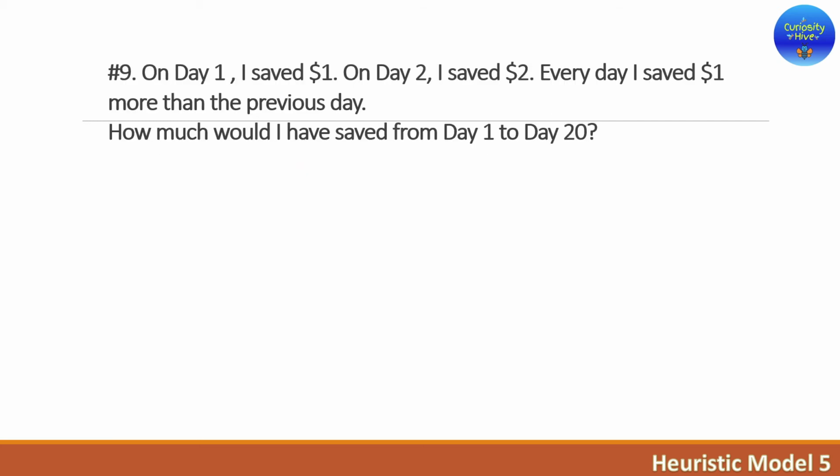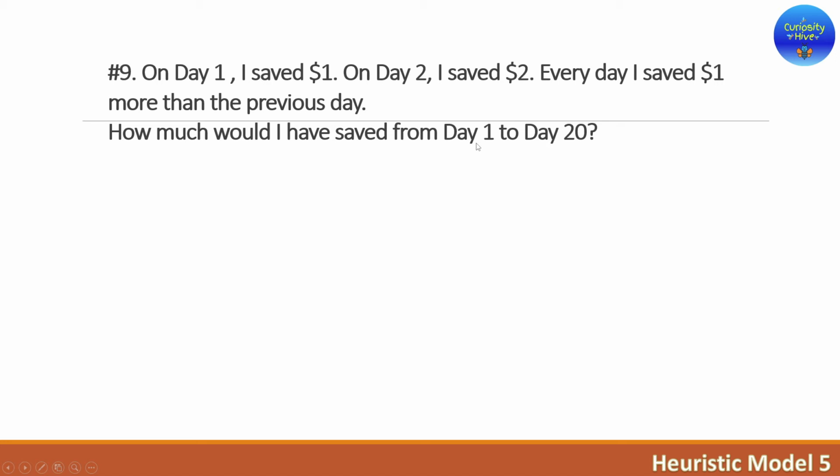Now the next heuristic model or heuristic 5 is also to identify a pattern and then solve it using a SMART method. So let's read this. On day 1, I saved $1. On day 2, I saved $2. Every day, I saved $1 more than the previous day.